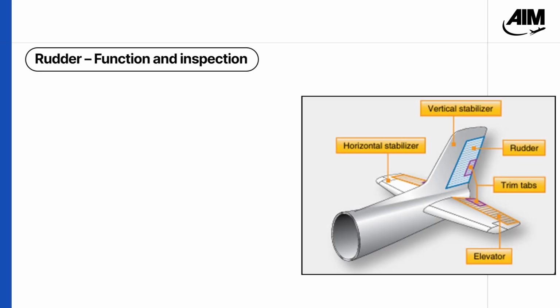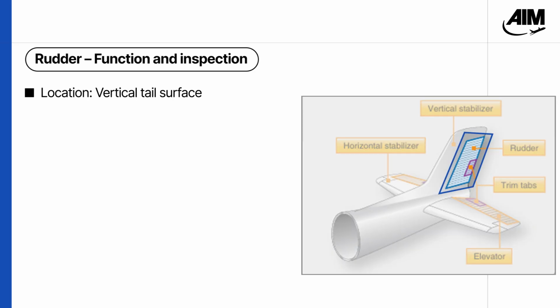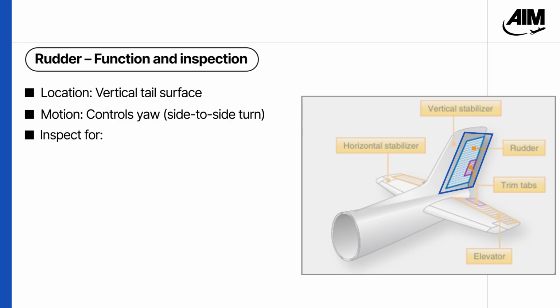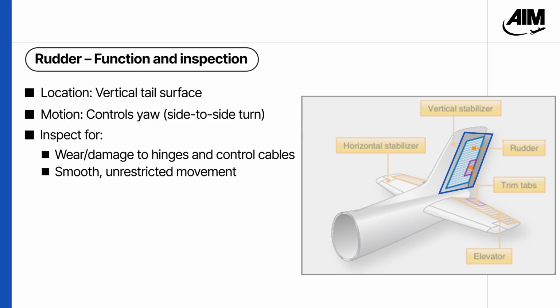After the elevator, the next surface to inspect is the rudder. It's mounted on the vertical tail and controls yaw, turning the aircraft left or right. Check the hinges and control cables for wear or damage. Confirm the rudder moves freely and that the linkage, horn, and balance weight are secure.